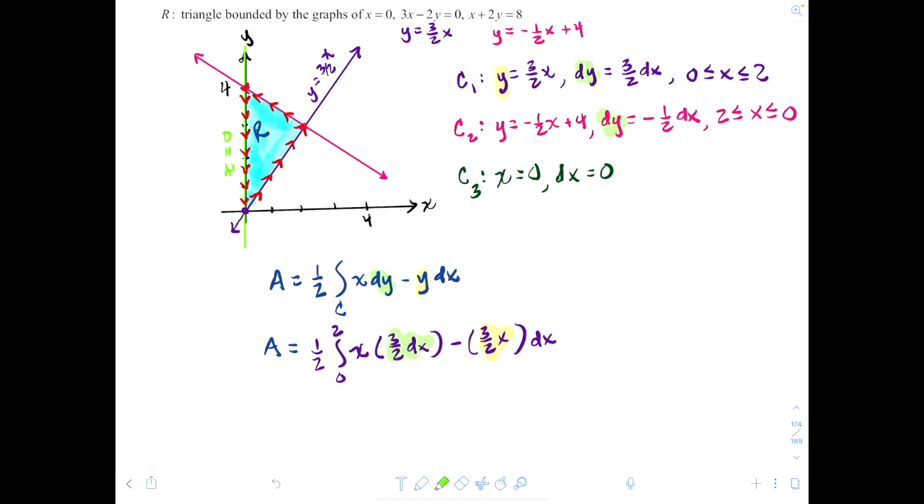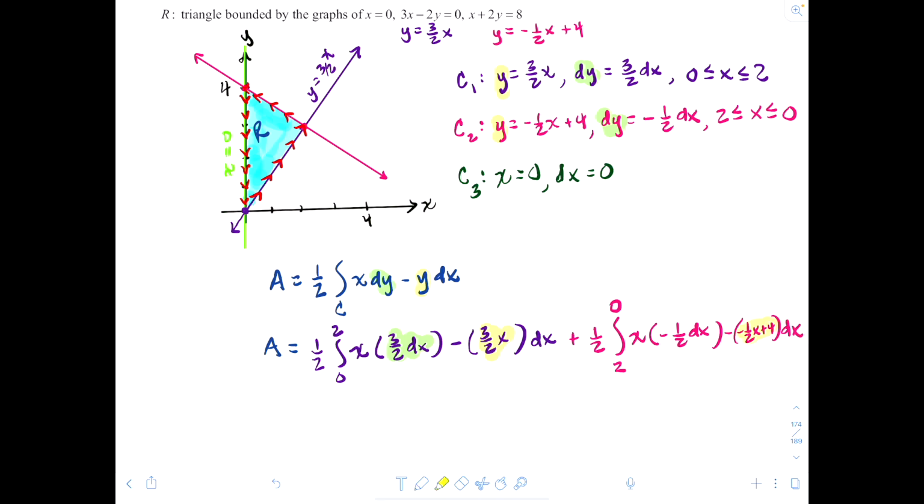Cool, cool. And now we'll go to the next curve. In the pink, we have plus 1/2 times the integral from 2 to 0, right, of x dy. So dy was negative 1/2 dx for this one. And then minus y, which was negative 1/2 x plus 4 dx.